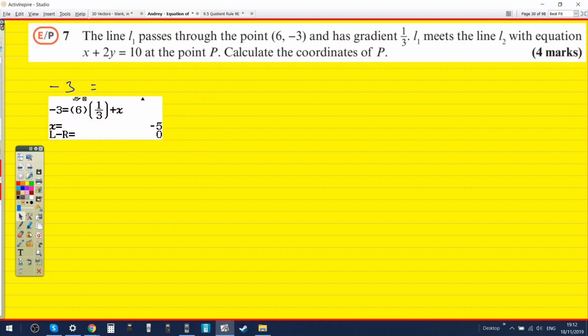And then I need to rearrange x plus 2y equals 10. Well, you'd rearrange it to be y equals mx plus c. And then what would you do? Do I need to make it into a simultaneous equation or something? Yes, there is a way to do it directly right from the beginning.